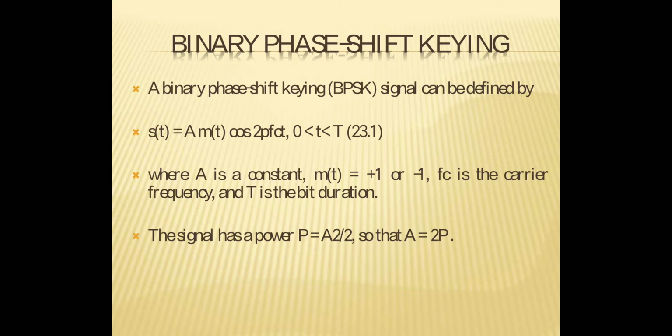The binary phase shift keying signal can be defined by s(t) = A m(t) cos(2π fc t), where t is between 0 and capital T, where A is a constant, meaning the amplitude is constant, m(t) is +1 or -1 depending on the data, fc is the carrier frequency and T is the duration. The signal has power P = A²/2, so that A = √(2P).